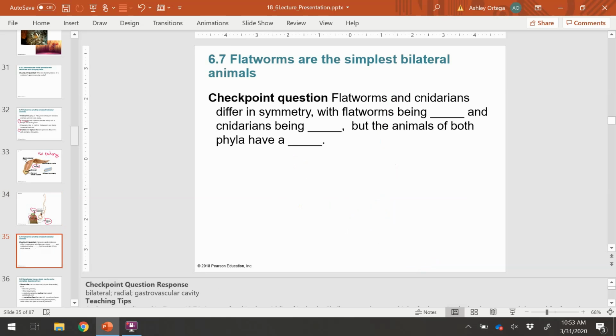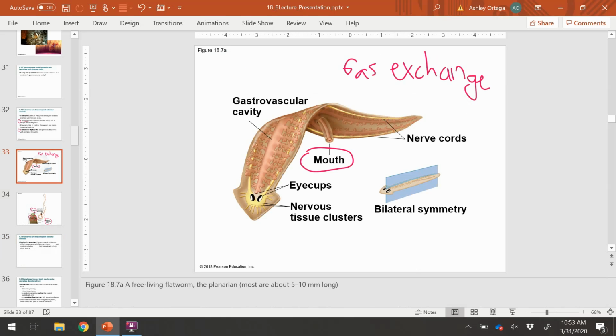All right, so a checkpoint question here. Flatworms and Cnidarians differ in symmetry, with flatworms being bilateral will be the answer, and Cnidarians being radial. But the animals of both phyla have a gastrovascular cavity. So looking at that, flatworms, you can cut them in half from the head to tail region, and it will be symmetrical, and that's the only way you can cut it.